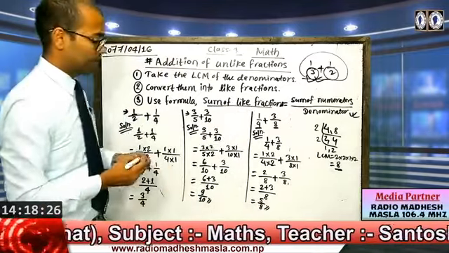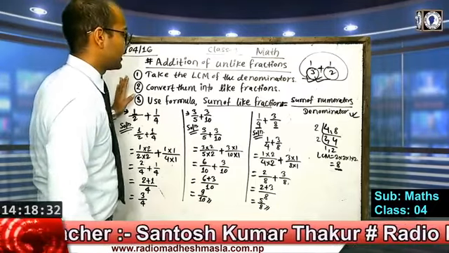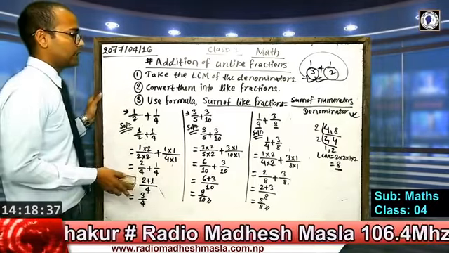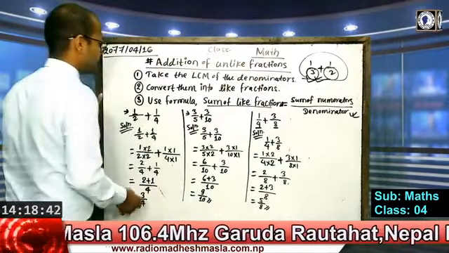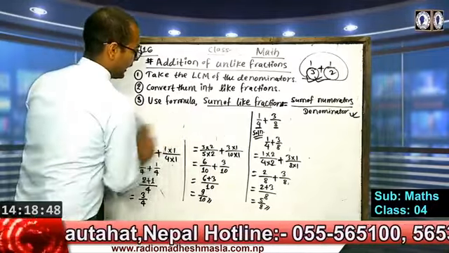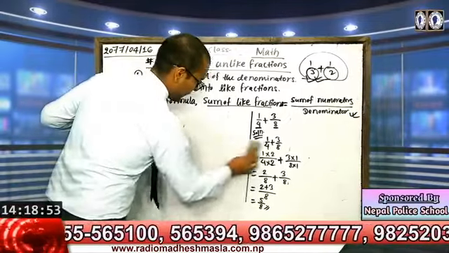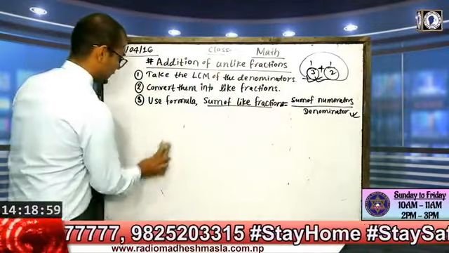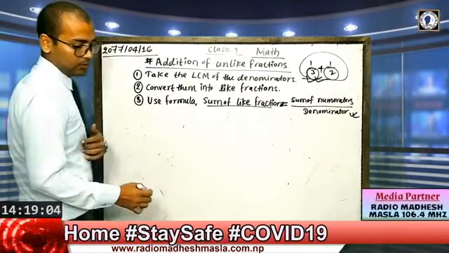In this way, we can find the addition of unlike fractions by following these methods. I hope you are understanding. Suppose let's take another example from a problem of addition, and the question is like this. So students, listen carefully and try to understand. Our question is like this.